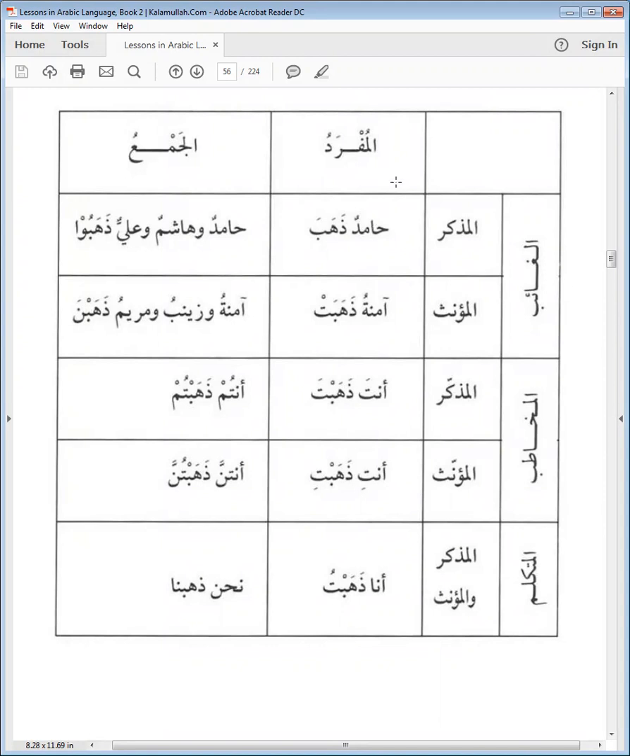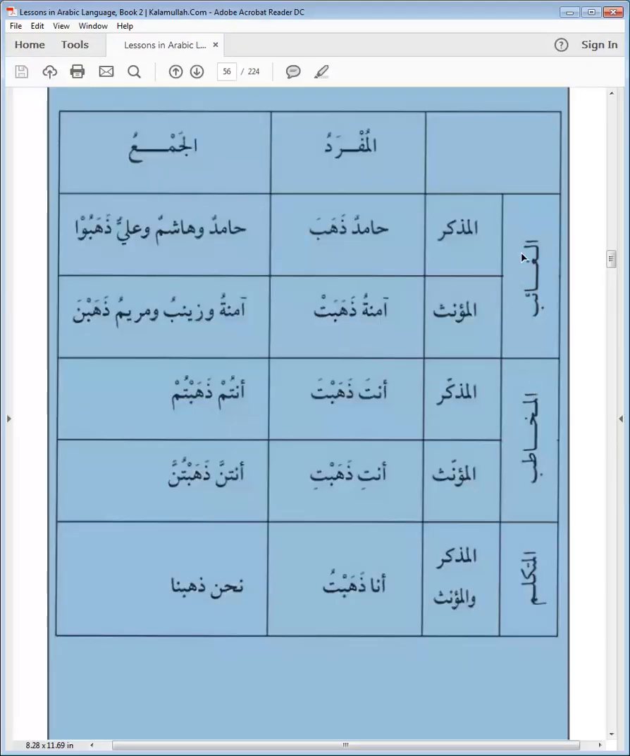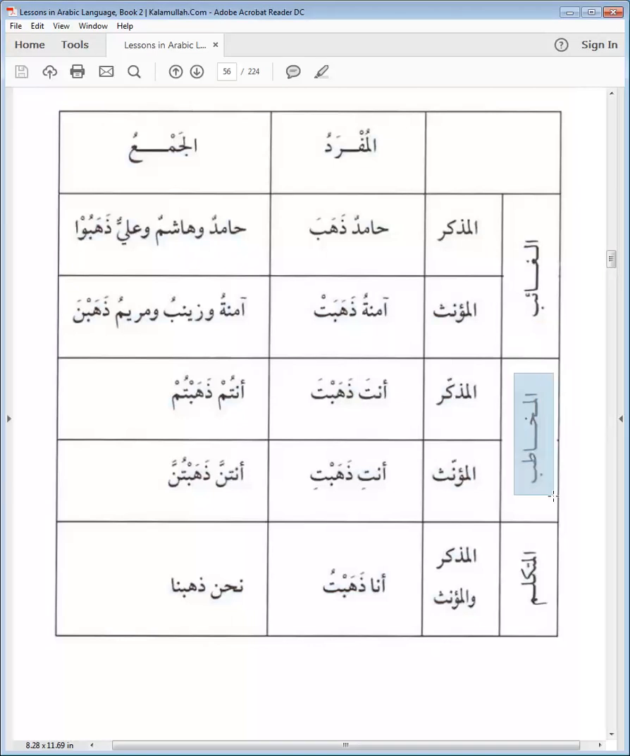So in this table, we have al-mufradu and al-jam'u, singular and plural, right? Then at the side of the table, the rows coming down, we have al-ghaibu, which is third person, right? Literally, it means the absent, right? Then second row coming across, we have al-mukhatab, which is the person who is addressed, right?